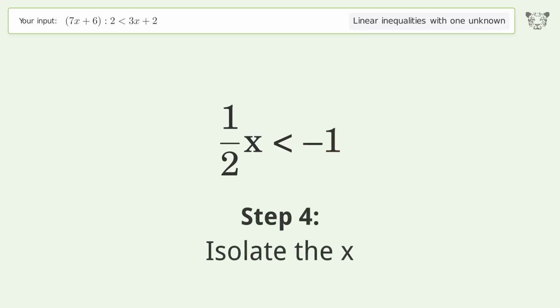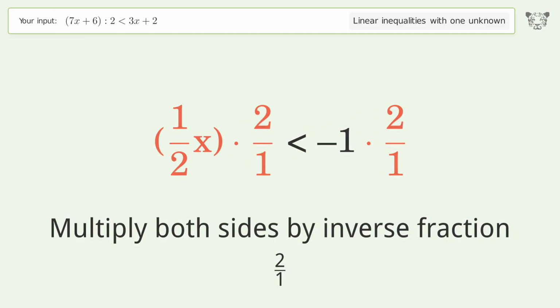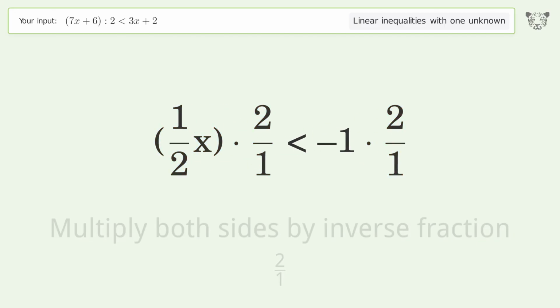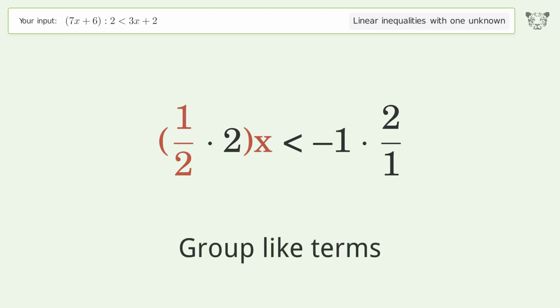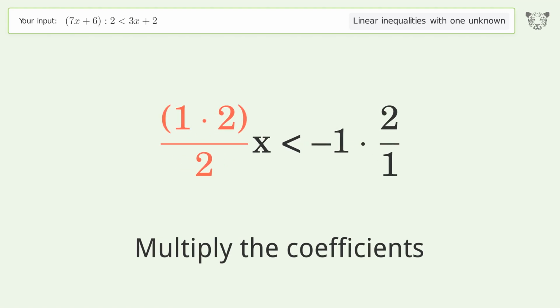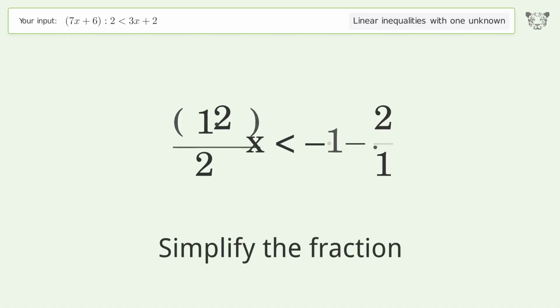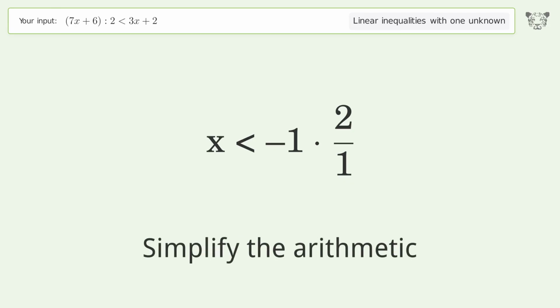Isolate the x. Multiply both sides by inverse fraction 2/1. Group like terms. Multiply the coefficients. Simplify the fraction. Simplify the arithmetic.